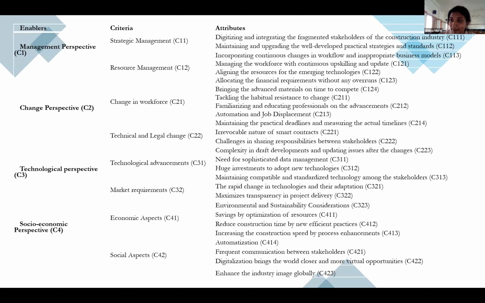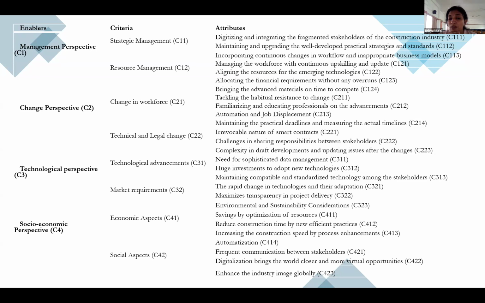There are 27 attributes we are analyzing, spread across the management perspective, change perspective, technological perspective, and socioeconomic perspective, which touch upon most of the scenarios of implementing and practicing Construction 4.0. As you can clearly see: digitization, maintenance, aligning the resources to emerging technologies, how automation is done, how habitual resistance is adopted, huge investment and how we can utilize it in an efficient way, data management, sustainability consideration on the social aspect, how industry image globally will be taken for marketing competitive advantage, and frequent communication between the stakeholders, because the construction industry is very fragmented. So frequent communication between stakeholders is another important issue.